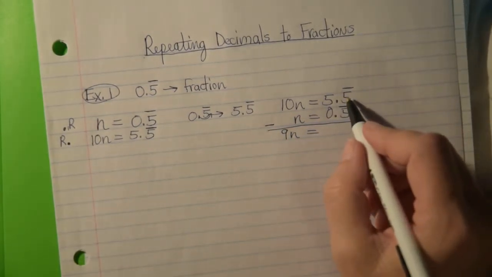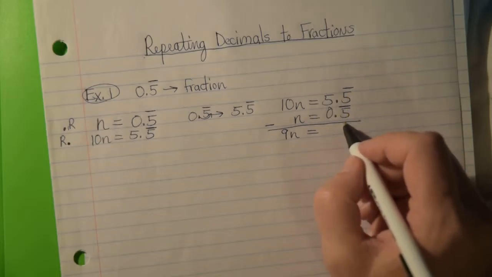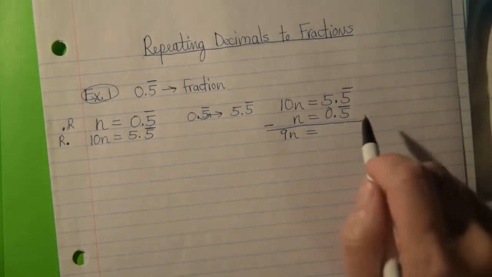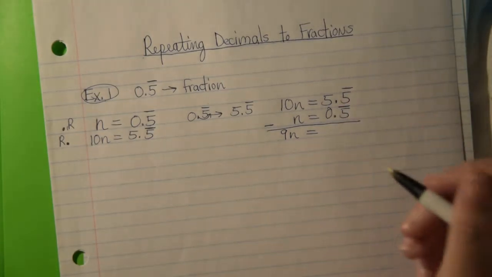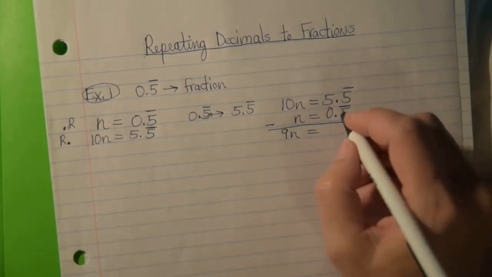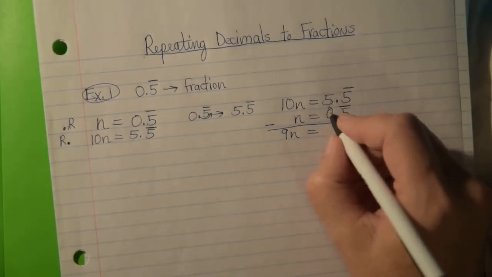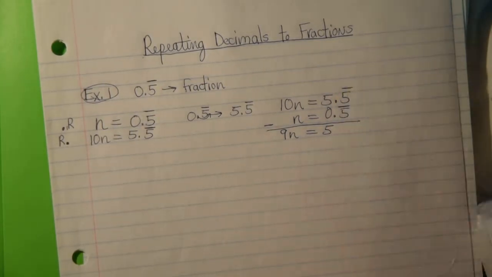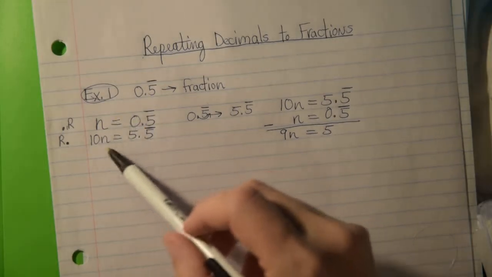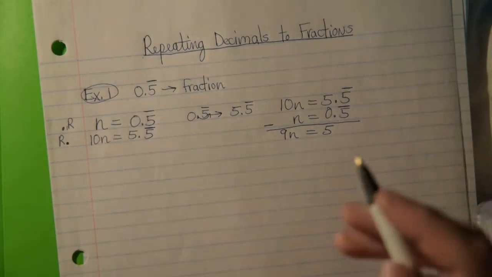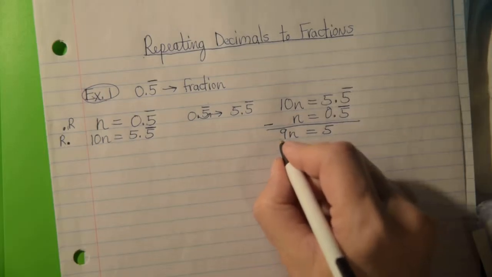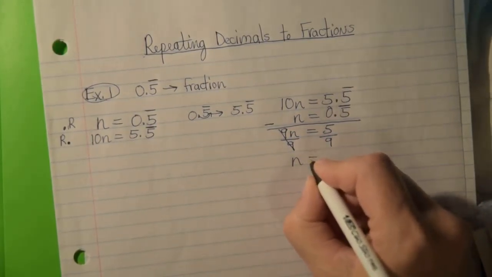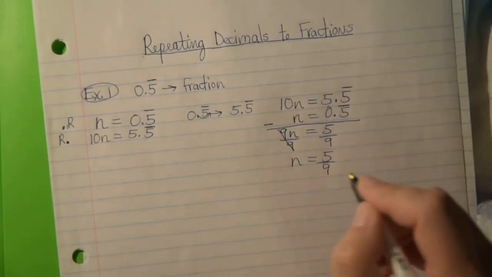Equals, and then 5 repeating minus 5 repeating, these repeating units are going to subtract out. 0.555 forever minus 0.555 forever goes to 0. So those are gone, and then it's just 5 minus 0. So I've subtracted out the repeating unit, which is really what you're trying to do here. That's the goal. So I just have to solve this equation. I'm going to divide both sides by 9, and I get n equals 5/9.